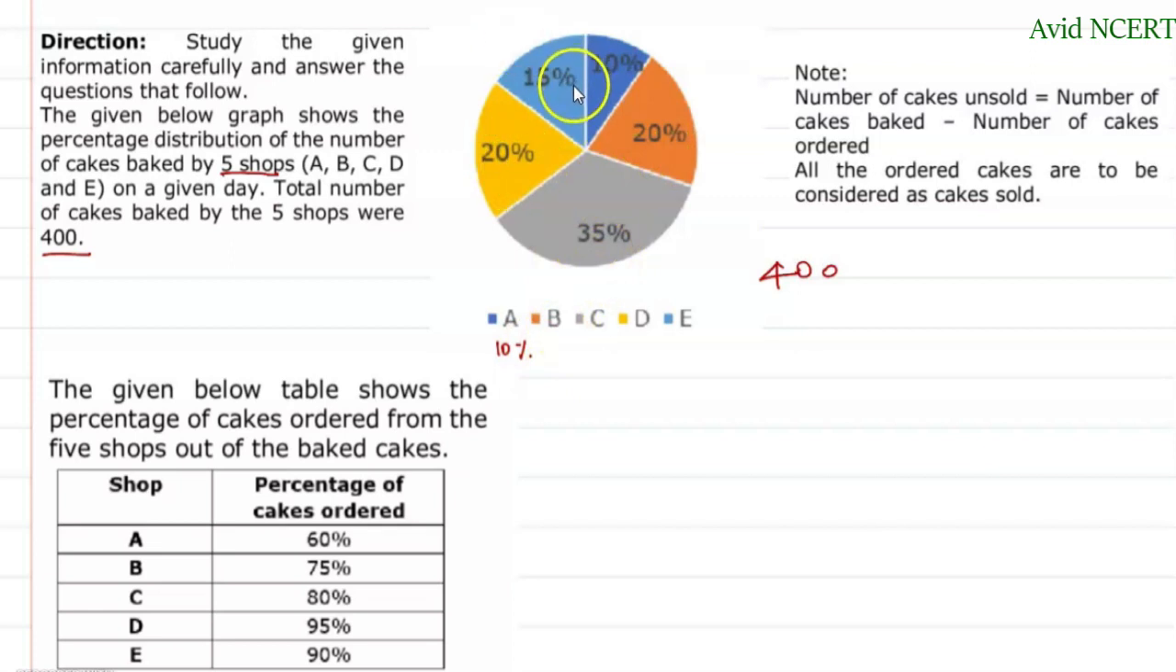E 15% of cakes. The table given below shows the percentage of cakes ordered from the 5 shops out of the baked cakes. So this is the shop and the percentage of cakes ordered from these shops. For example, Shop A made 10% of the 400 cakes and out of this 60% were ordered. Note, the number of cakes unsold equals the number of cakes baked minus the number of cakes ordered. So for example, let's check for A alone.